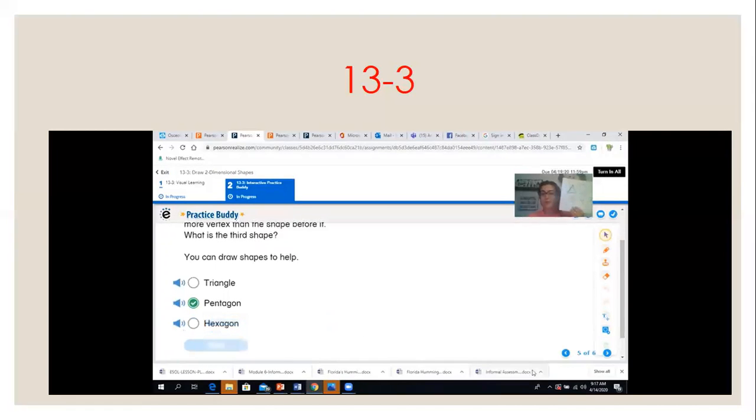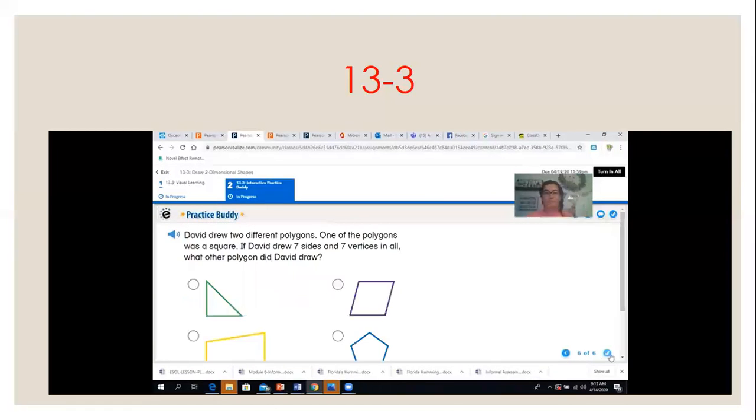Good job. Okay, and the last and final question. David drew two different polygons. Remember, don't get confused with the word polygon. Polygon is the shape that has straight lines and closures. Okay? One of the polygons was a square. So one is a square. So I'm going to draw a square on my dry erase board.